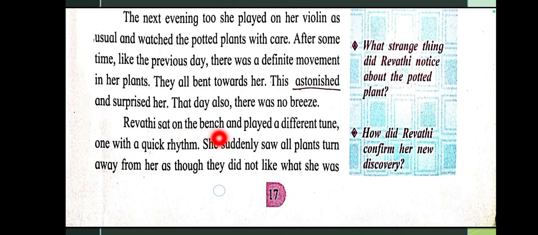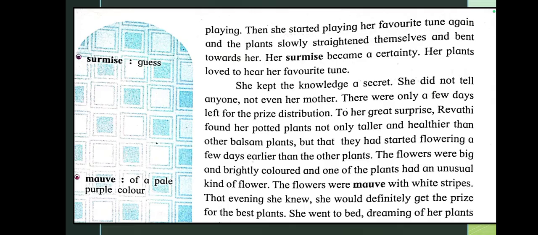Revathi sat on the bench and played a different tune, one with a quick rhythm. She suddenly saw all the plants turn away from her as though they did not like what she was playing. Then she started playing her favorite tune again, and the plants slowly straightened themselves and bent towards her. Her surmise became a certainty. Her plants loved to hear her favorite tune. She kept the knowledge a secret. She did not tell anyone, not even her mother.